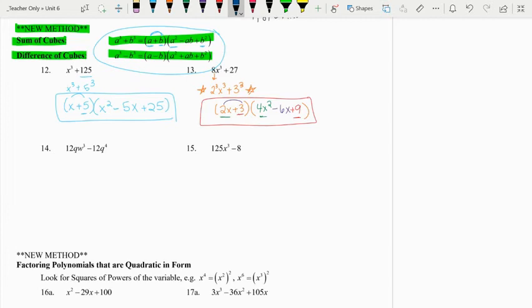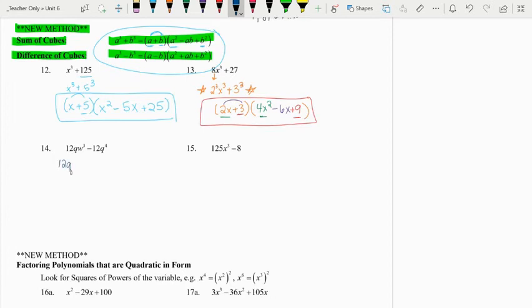So same thing is happening on 14 and 15. On number 14, though, you notice, hopefully, that there are a couple things wrong. First off, 12 is not a perfect square. And also there's q and q to the fourth. So you might have to factor out a GCF first, and in this case you do.